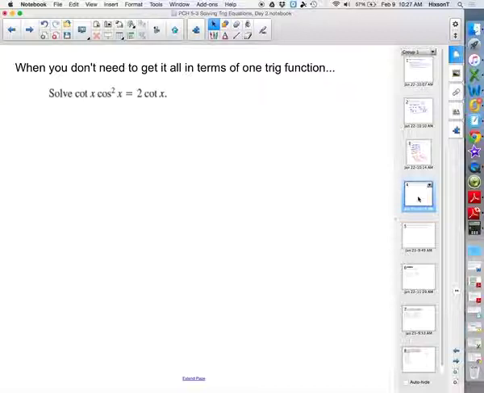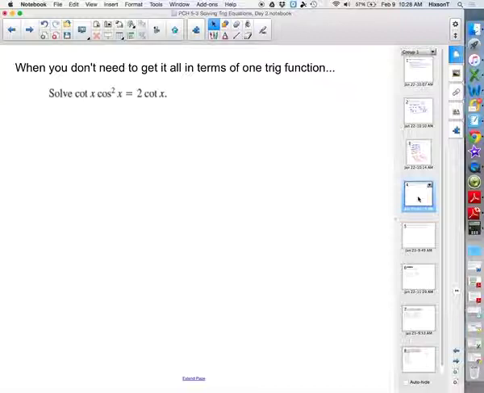Let's think about this one. We have cotangent of x times cosine squared of x equals 2 cotangent of x. So as you look at this one, what thoughts come to mind? What strategies come to mind? Get it equal to 0?